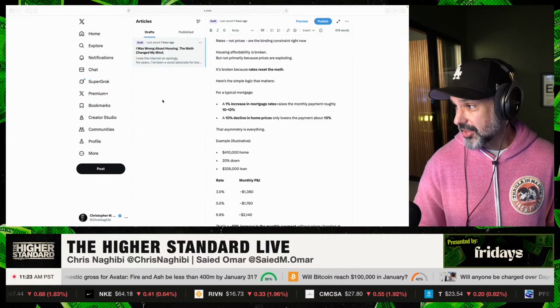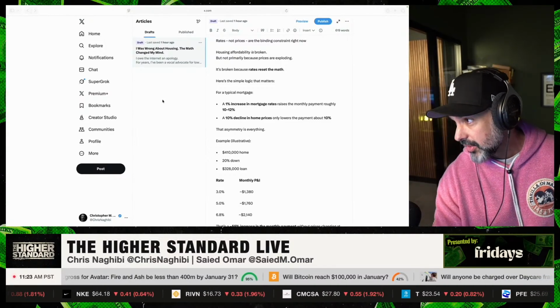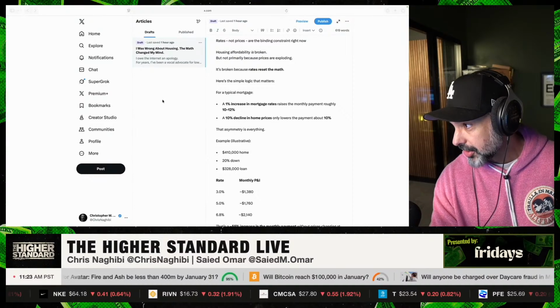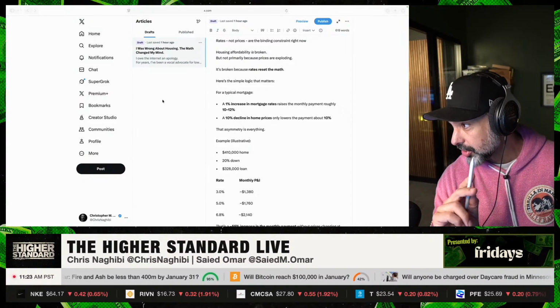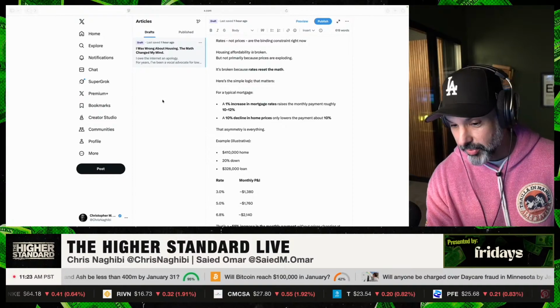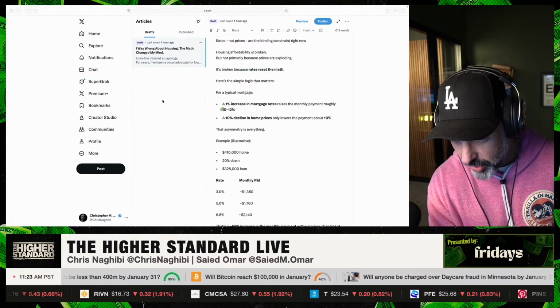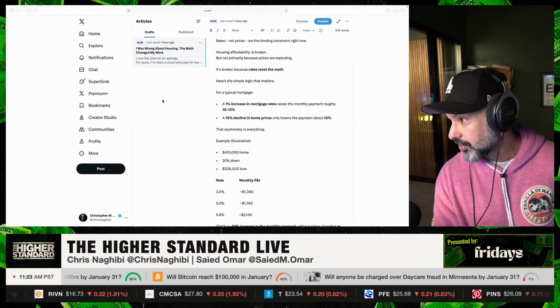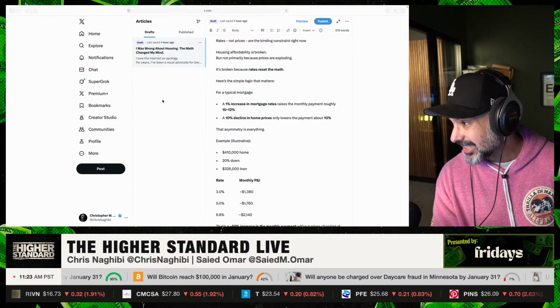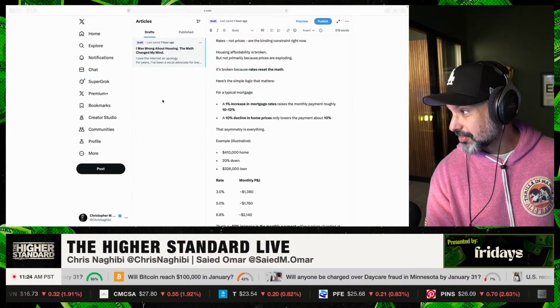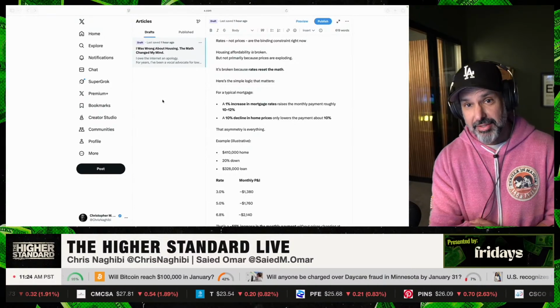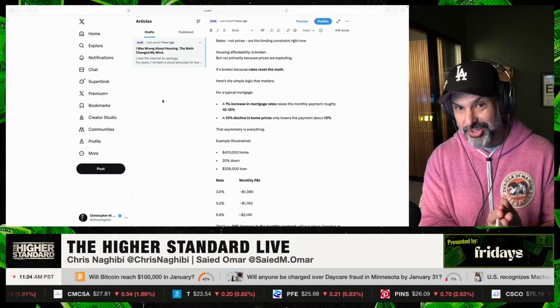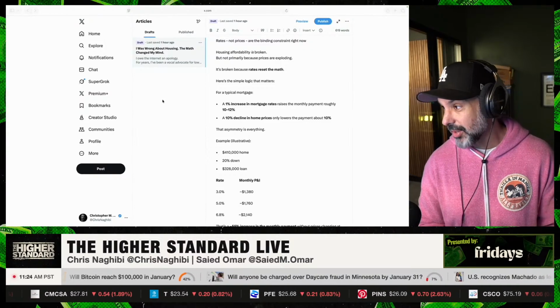Here's a simple logic that matters for the typical mortgage: a 1% increase in mortgage rates raises the monthly mortgage payment roughly 10 to 12%. That's a pretty healthy increase for just 1%. A 10% decline in home prices only lowers the payment about 10%. So 1% of interest rates one way or the other has the same impact as 10% going up or down.